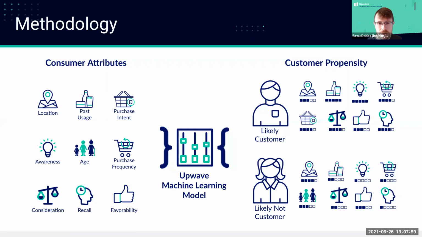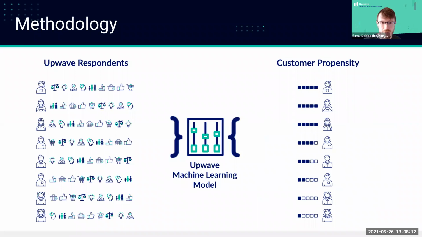And so typically, respondents with high brand metrics who are in market for the brand's product will have high customer likelihood, and respondents with low brand metrics or who are not in market will have low customer likelihood. So once we have this model built, we can then use these factors to estimate the probability someone will become a customer for all respondents in Upwave's platform. So once we have these factors, we can put them through our machine learning model and get out customer propensities for anyone in our platform.